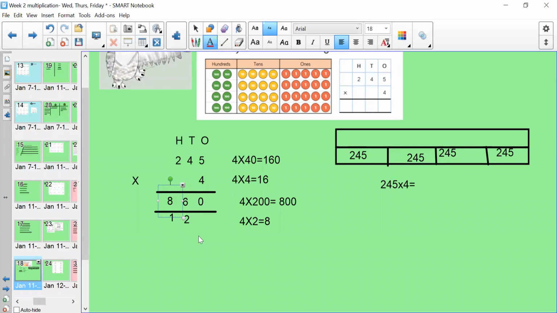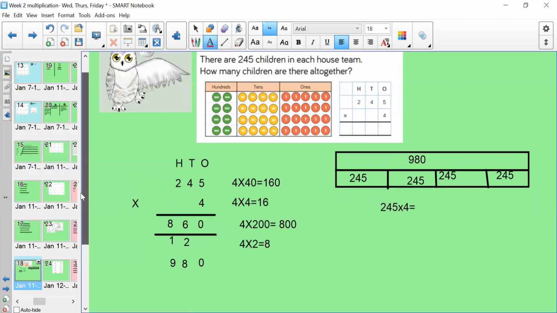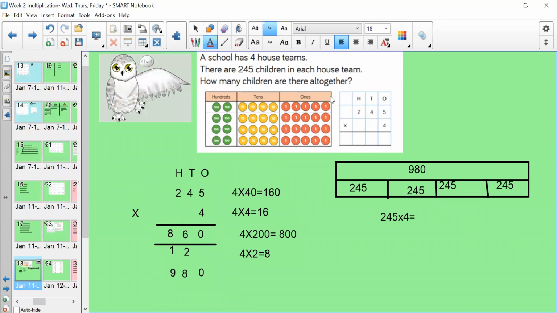Okay, so because we've got that, we need to add it together. So we've got 0, 8 and 9. So 980 is my final answer. So I can put that in my whole number, 980. And then I need to write an answer sentence as well. So the question was, how many children are there altogether? So I would write, there are 980 children altogether.